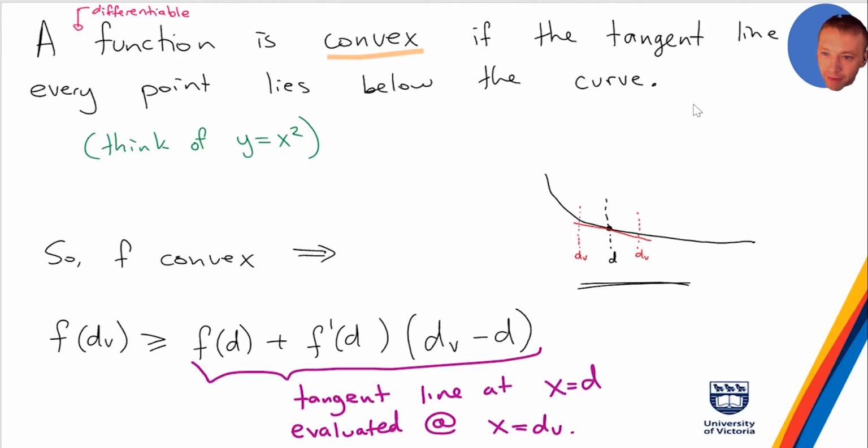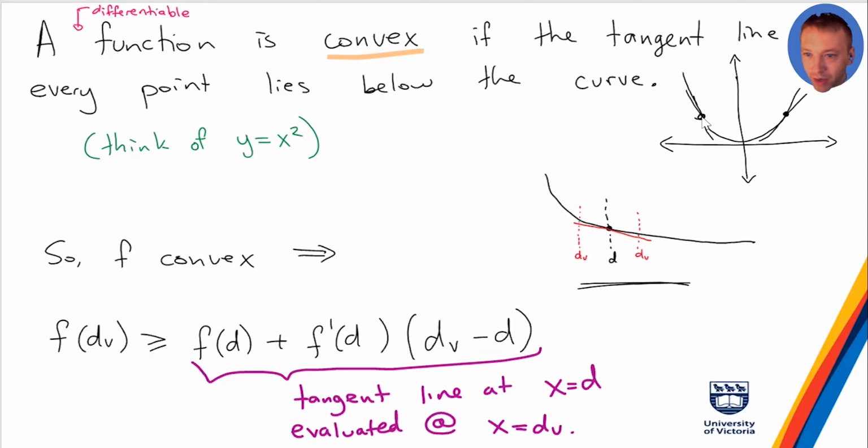A thing to think about is, if you're ever wondering how things work for convex functions, think of y equals x squared. This is the graph everyone has in mind. In school, you did so many things involving parabolas. Here, anywhere you take a tangent line, it ends up lying completely below the curve, except at the point where it touches.